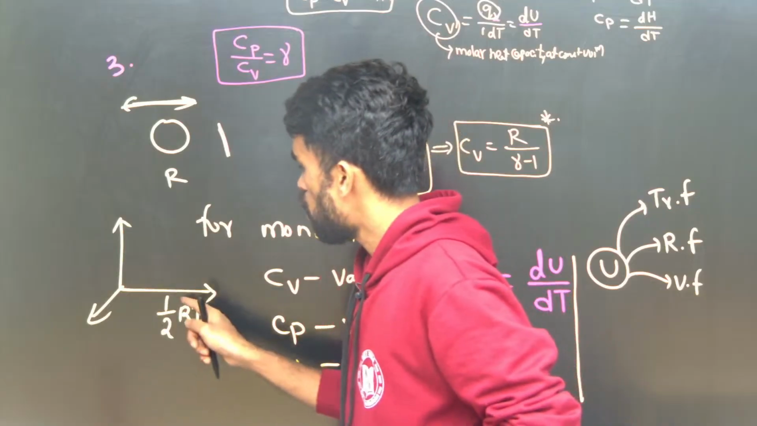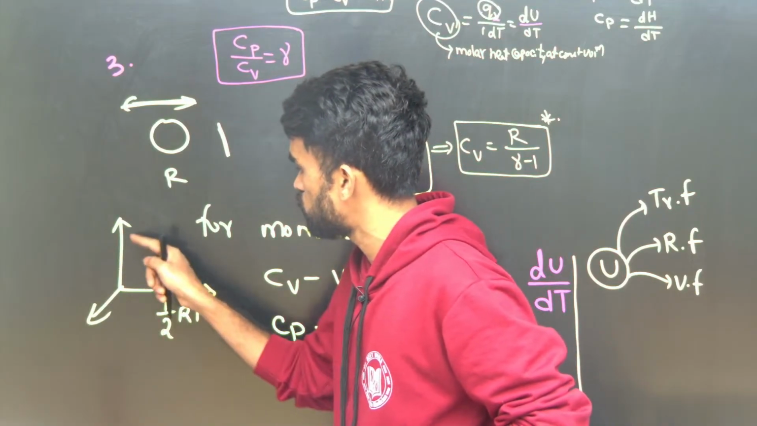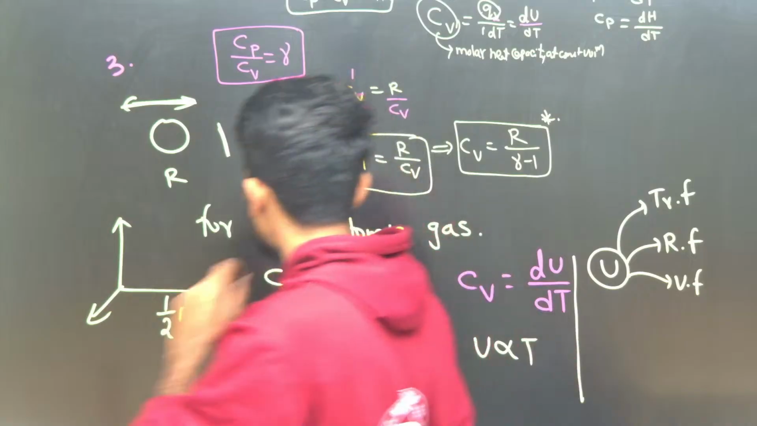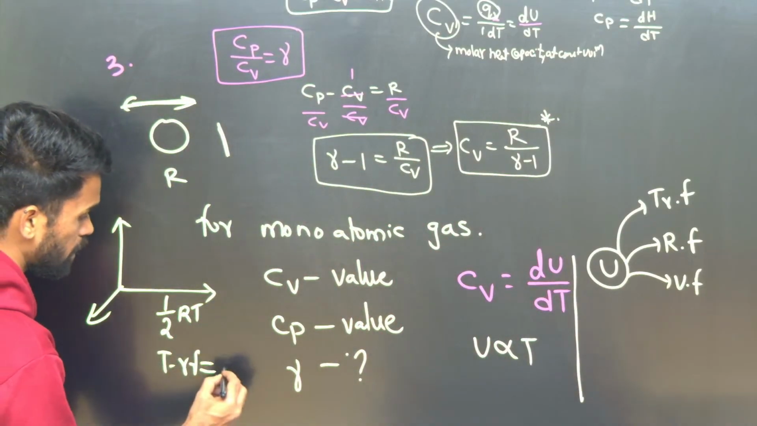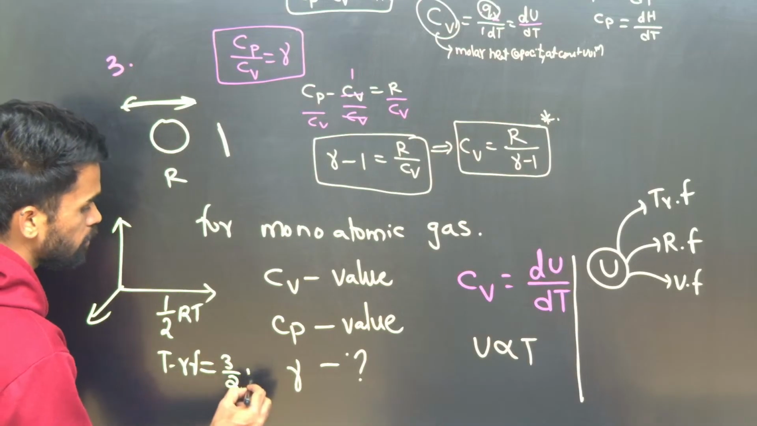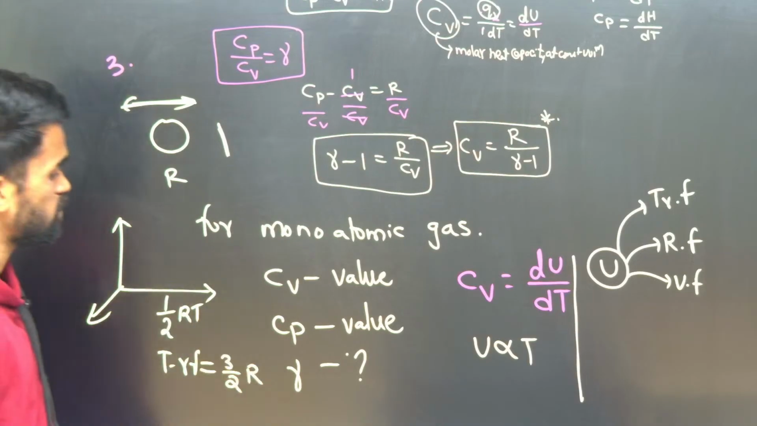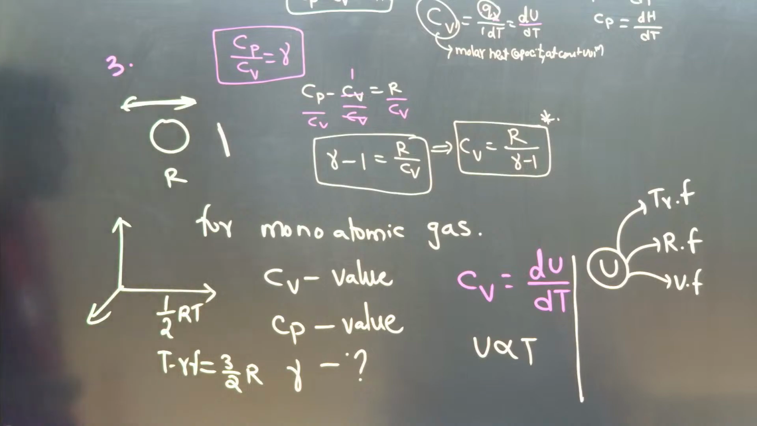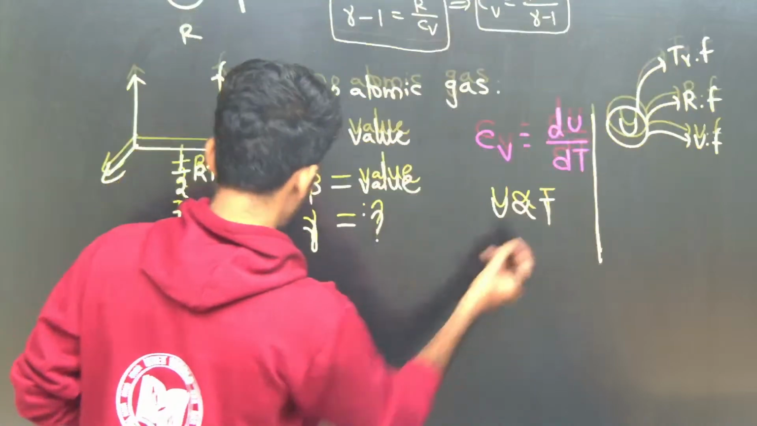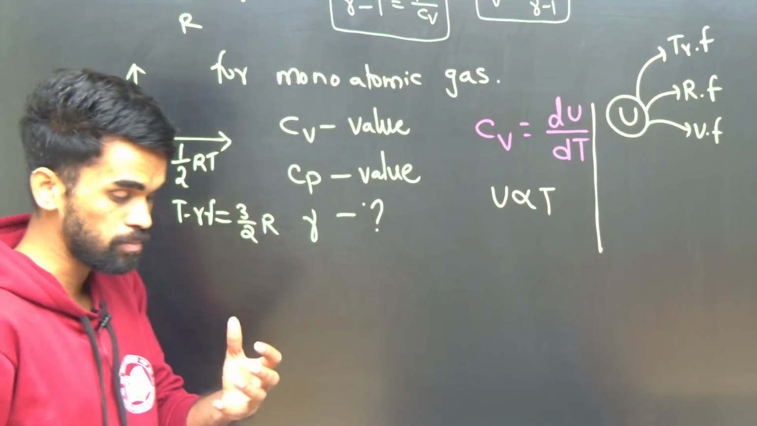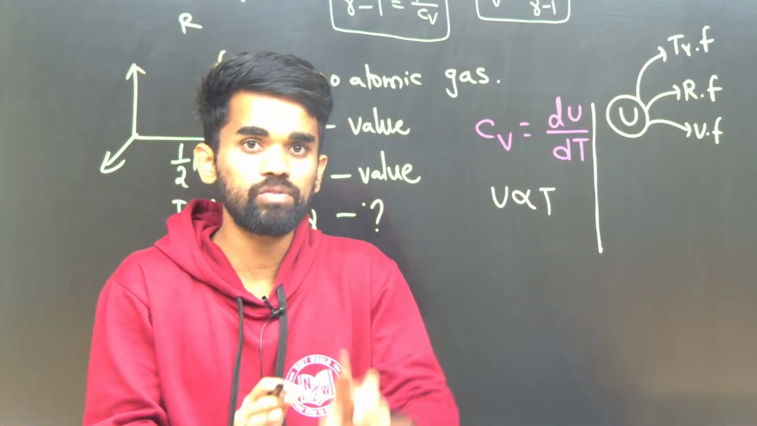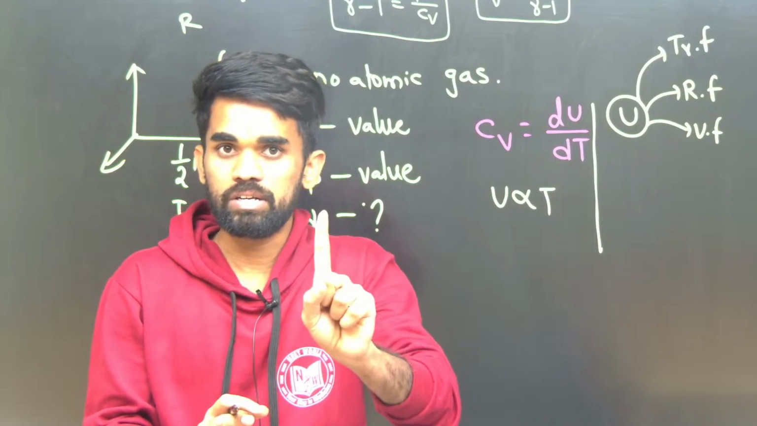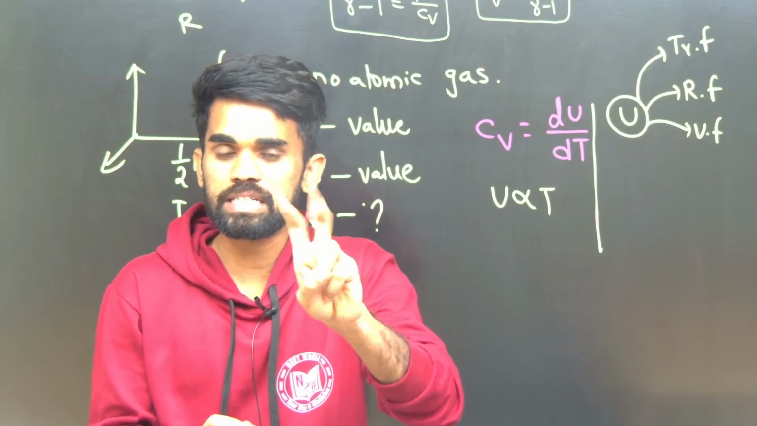How many translations can be possible? 1, 2, 3. So the total translational energy will be 3 by 2 RT. In this way we have rotational degrees of freedom and vibrational degrees of freedom. Vibrational degrees of freedom activate at higher temperatures. So at normal temperature we have only translational and rotational degrees of freedom.